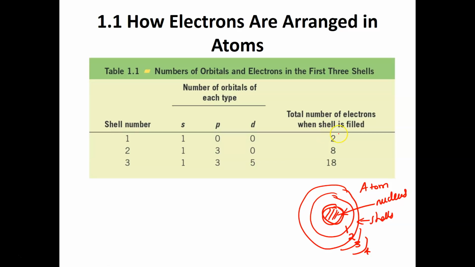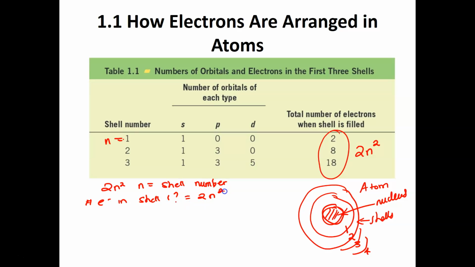So you can predict the number of electrons in this shell using this formula. The formula is 2n squared, where n equals the shell number. So if you're in shell number 1, n equals 1. So how many electrons in shell 1? It should be 2n squared, shell 1 squared. So obviously that's 2, and that's what you see over there.